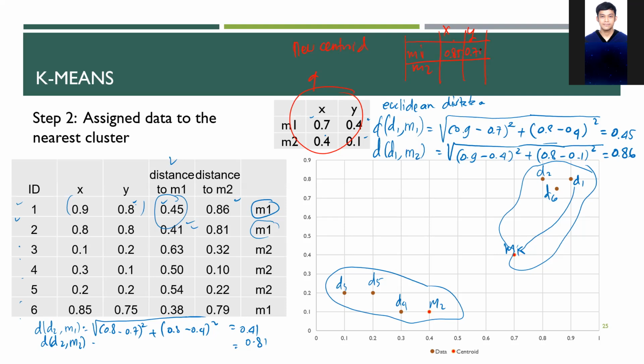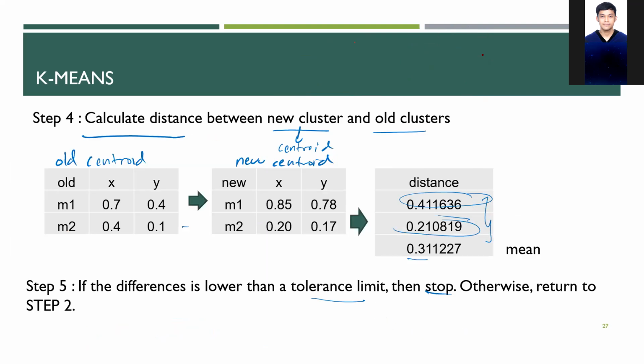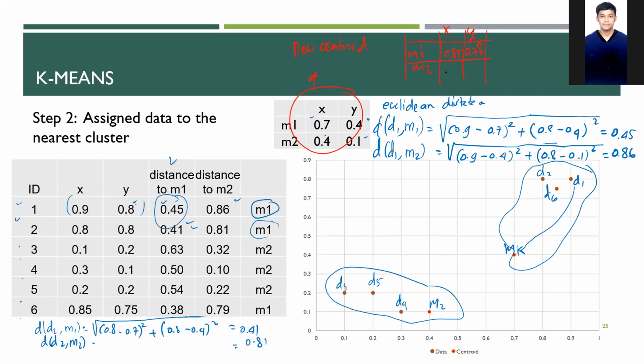0.85, 0.78, 0.2, 0.17. Okay, so if we decided not to stop, then we go back to step 2, but the centroid is updated using the new centroid.